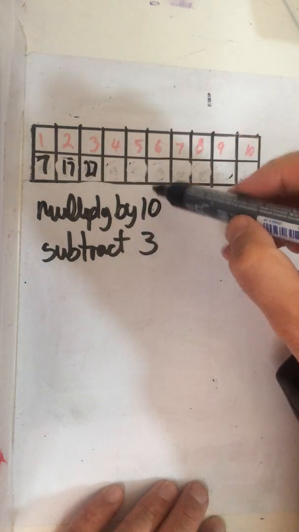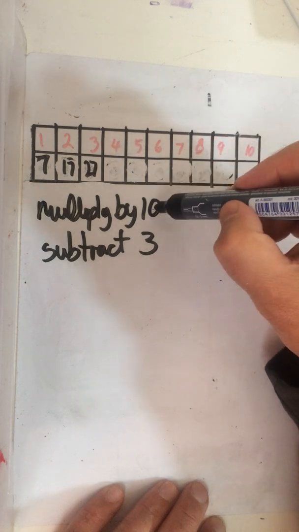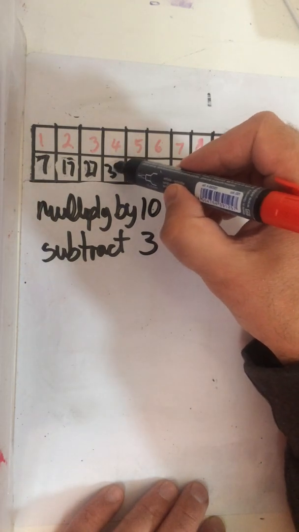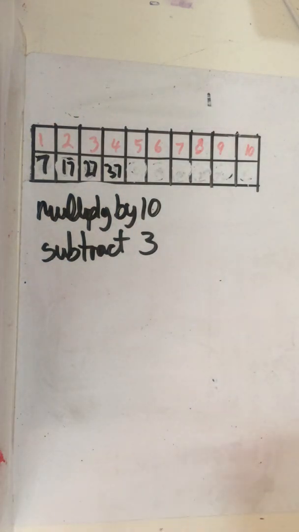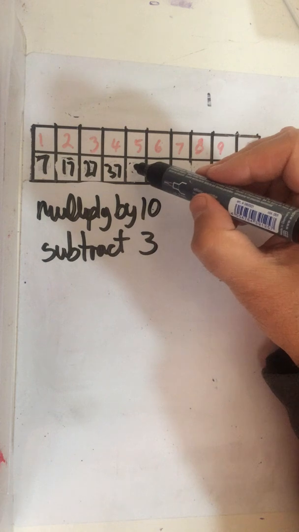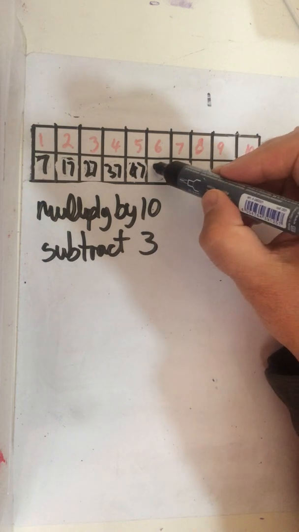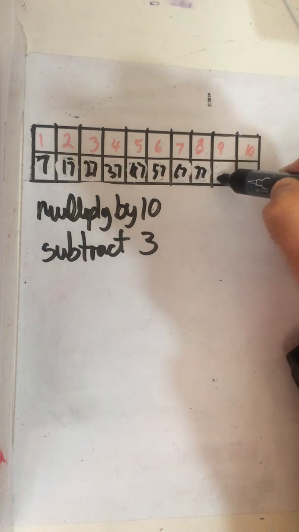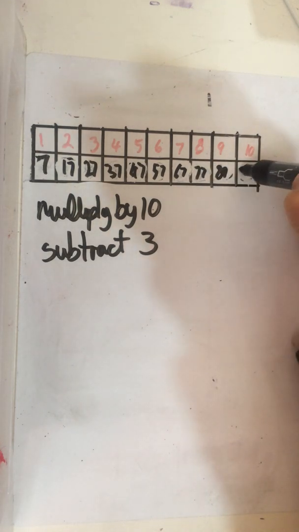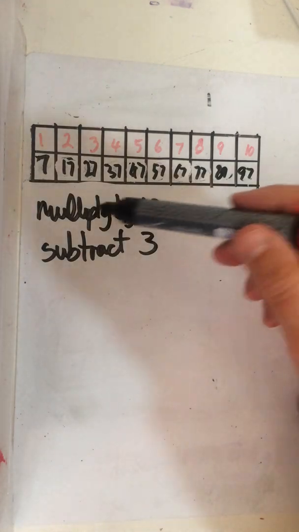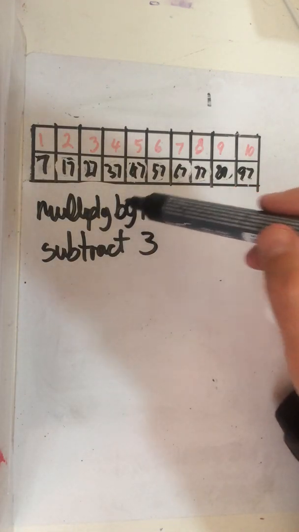4 times 10 is 40, minus 3, 37. And again, very quickly, you can see the pattern. 5 times 10 is 50, minus 3, 47. And then we would go on 57, 67, 77, 87, 97. And that is where we are using this rule.